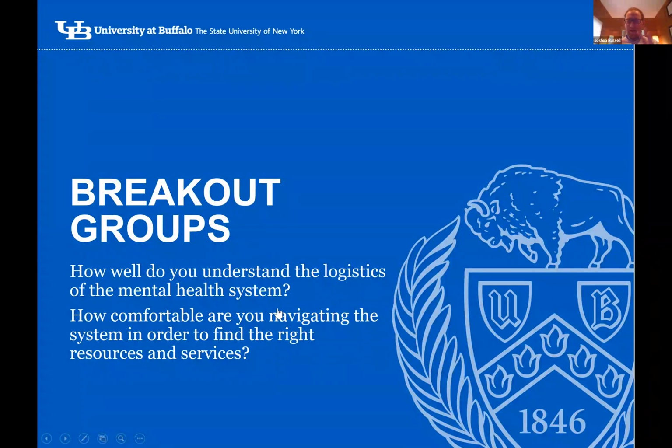So that's a bit of a whirlwind tour of the child welfare system in terms of legislation and some of the difficulties finding resources. We're now going to switch gears and talk about navigating the mental health system. So I have the same two questions as before, but now instead of the child welfare system, I want to get a sense of how well you understand the logistics of the mental health system and how comfortable you are navigating that system in order to find mental health resources for kids. Take a second to think about that, and then feel free to share your thoughts, either unmute yourself or put it in the chat.